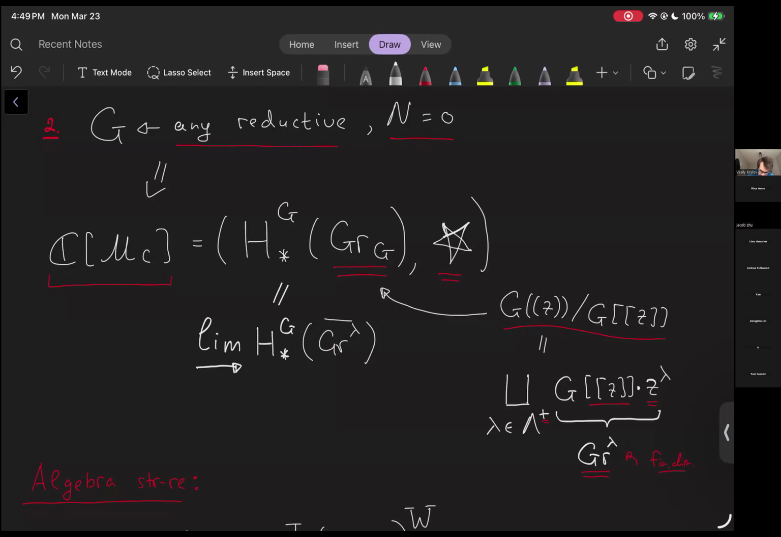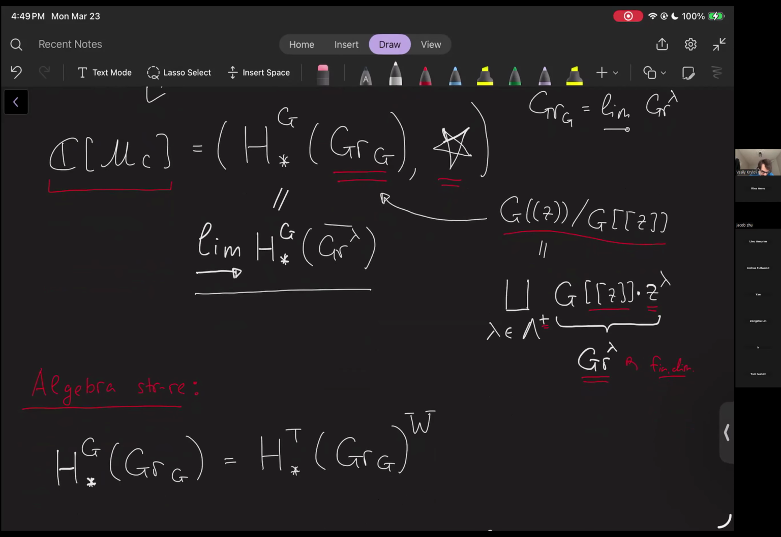The affine Grassmannian of G is a limit of finite dimensional varieties that are closures of these Schubert varieties for different lambdas. And this equivariant homology is defined as a limit of equivariant homologies of the closures of the G[[z]] orbits. And yes, there is some multiplication that comes from the convolution, but now let me explain how to think about this multiplication.